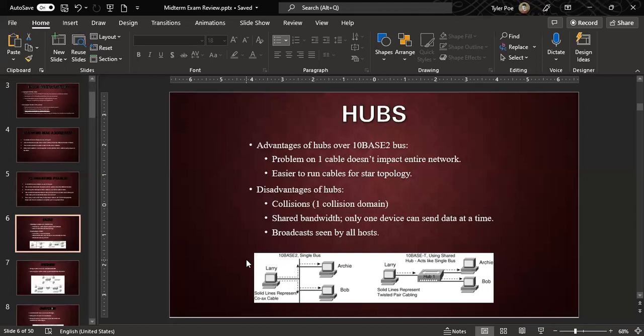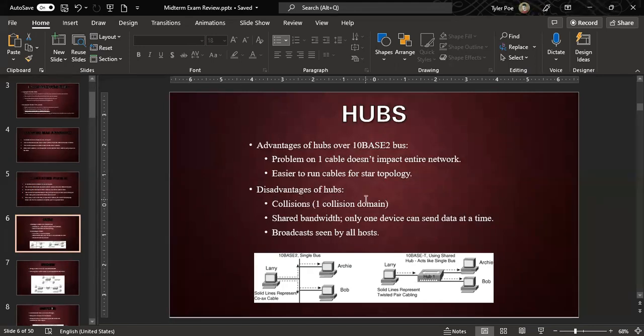Also, hubs allow for the creation of the star topology. You have the hub in the middle, and then all of the devices poking out like a star. So hubs are good for that, if you can call them good.